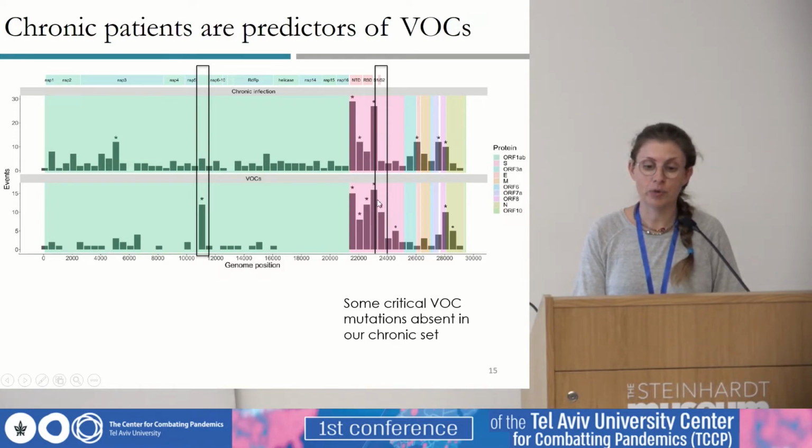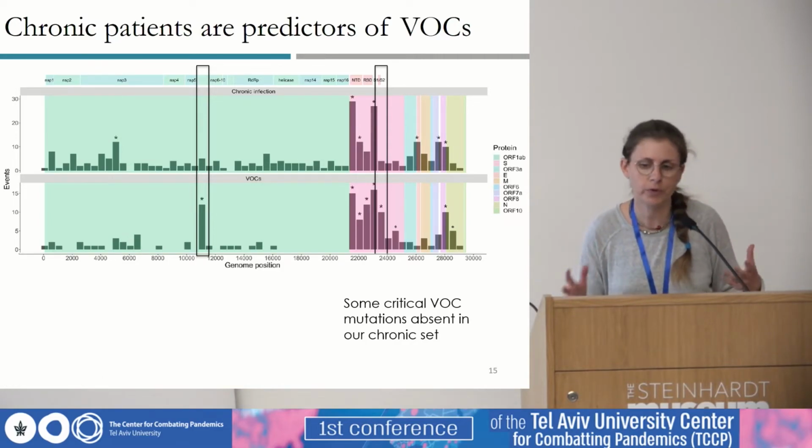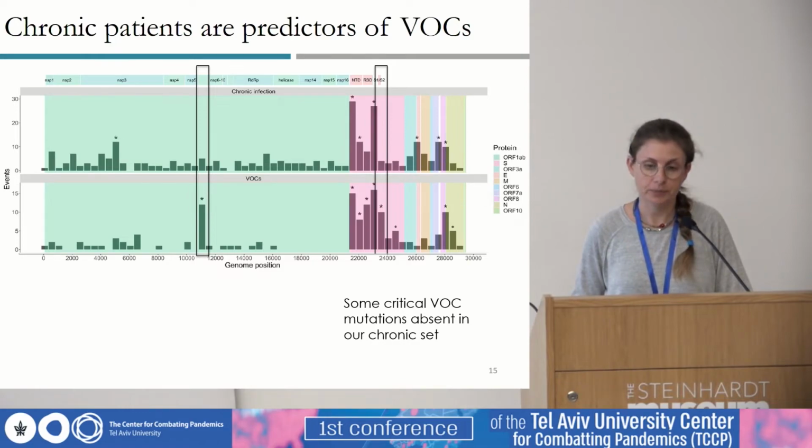Not only that, mutations at the S1, S2 boundary of the spike protein, a region that is known to be very, very important for the virus, and a region that we see is highly mutated in variants of concern, we didn't see any mutations in our chronic set.